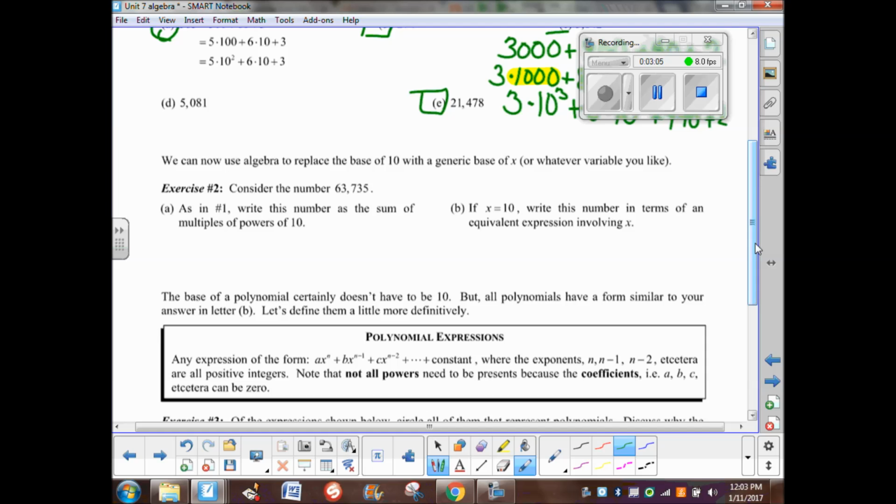We can now use algebra to replace the base of 10. So algebra, now we bring in our letters in here. So we're going to use our generic base of x. X seems to be the popular one, or obviously whatever variable you like. It says consider the number 63,735. As we did in example 1, write this number as the sum of multiples of powers of 10.